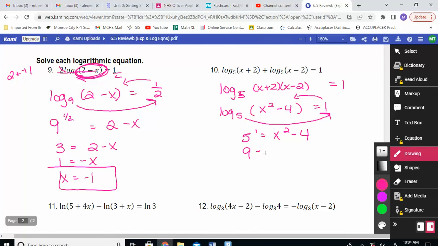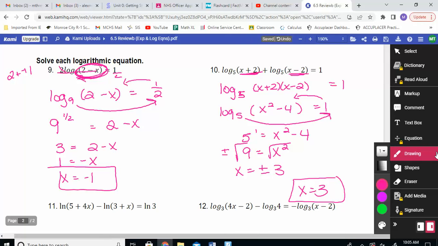Add over our 4 and we get 9. How do we get rid of a square? Square root, and with that, plus and minus. Plus or minus 3. Alright, are both answers okay? Nope. The negative. So our answer is 3.